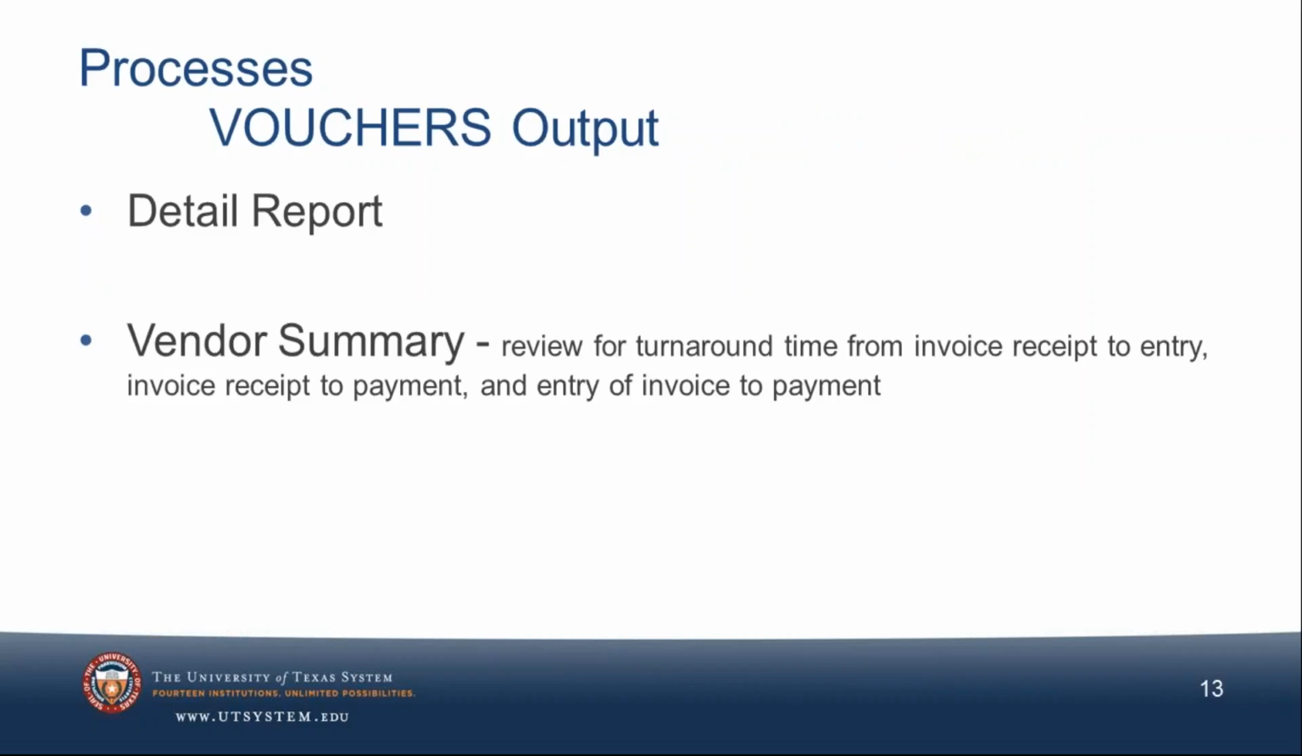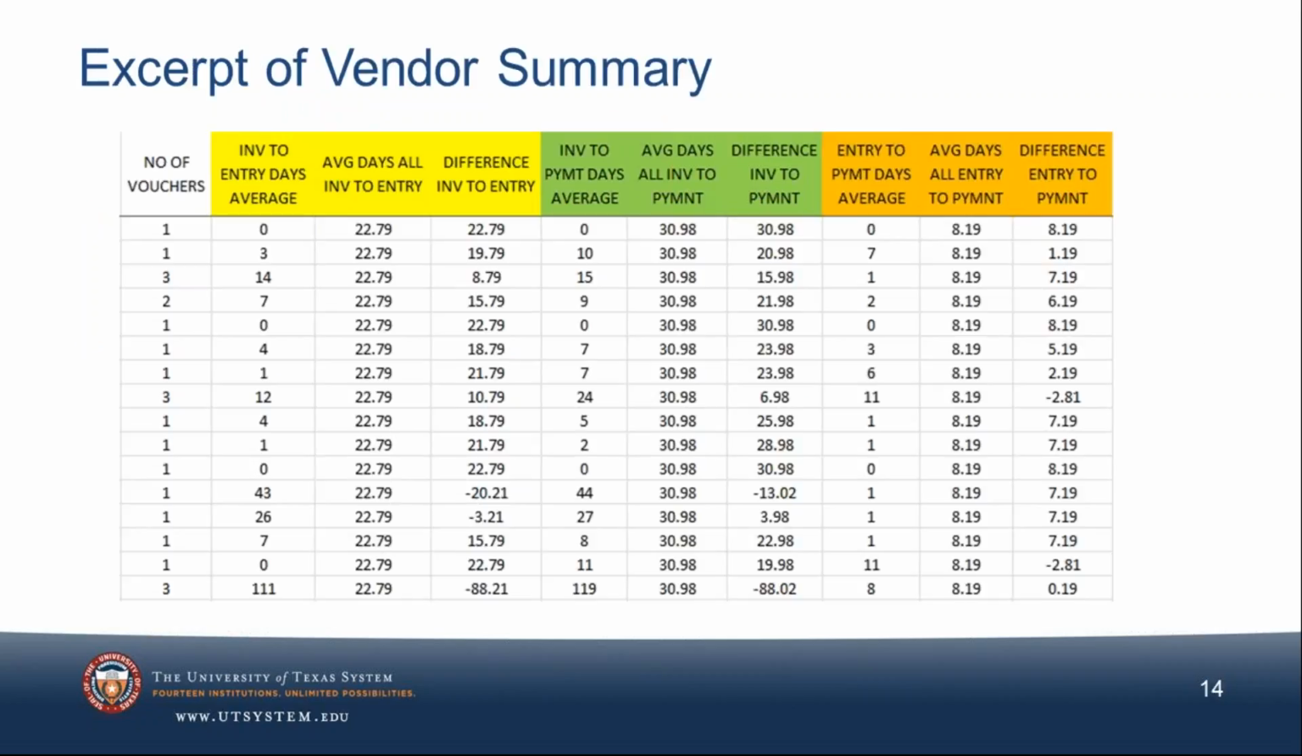Next we have the vouchers. And vouchers output, again, we have the detail report, and then we have this vendor summary. So the vendor summary is what I was talking a little bit about earlier. The vendor summary will show a review for turnaround time from invoice receipt to entry, invoice receipt to payment, and entry of invoice to payment. So let's just look at an example. Again, I took off any kind of vendor IDs or vendor names. But this is just an example of what you might see.